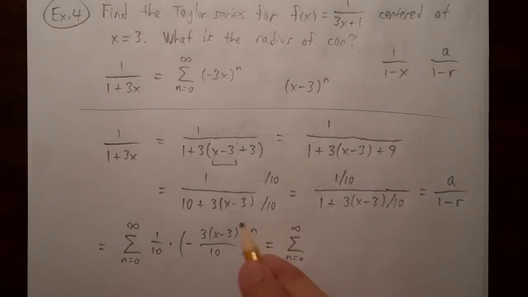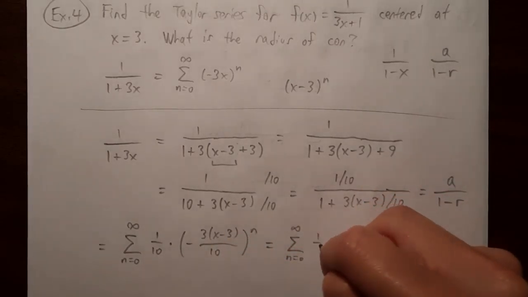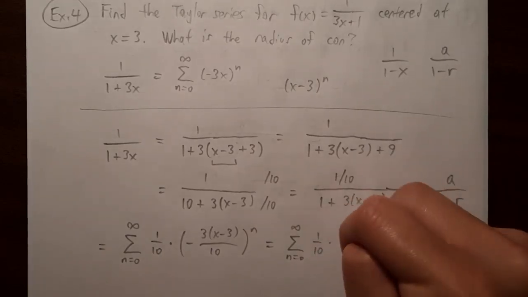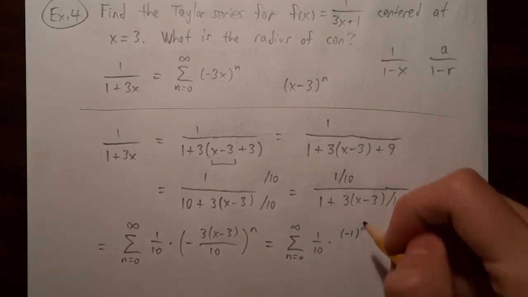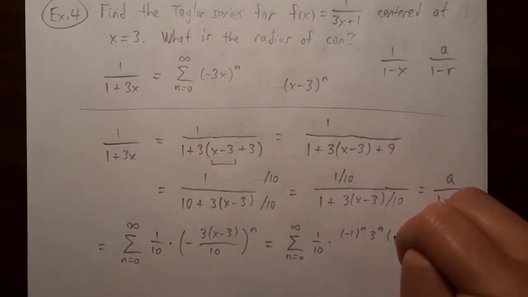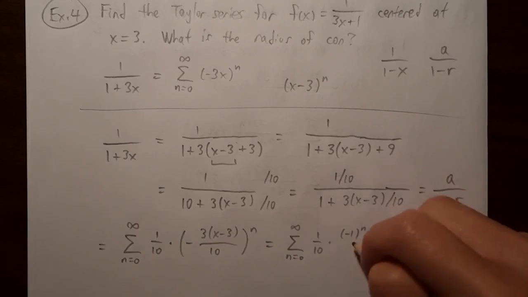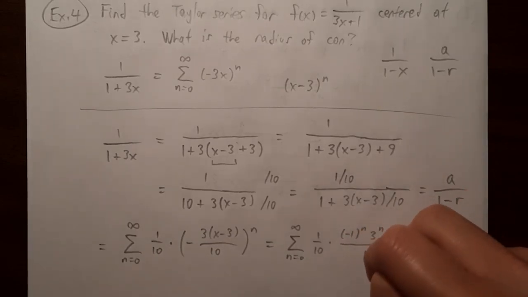So first of all, I'll go and distribute the n to every factor in there. So the 1/10 is just going to hang on for now. And I'm going to get a minus 1 to the n to start off, distributing it to the negative sign, times 3 to the n times x minus 3 to the n divided by 10 to the n.